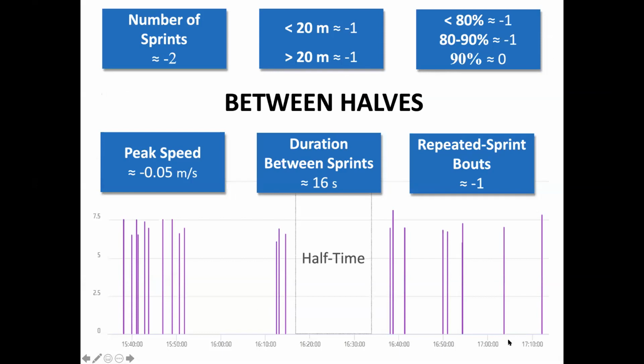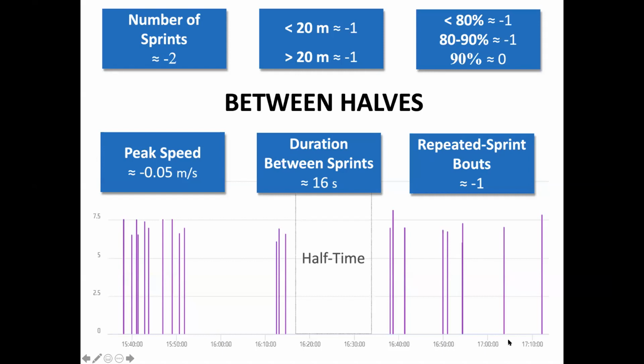We see that there were two fewer sprints in the total number of sprints, one under 20 meters and one over 20 meters, one under 80% and one between 80 and 90. The peak speed was similar across both. And there were 16 more seconds between sprints on average in the second half. And there was one less repeated sprint bout in the second half. So hurlers need to be able to perform similar sprint demands in each half.